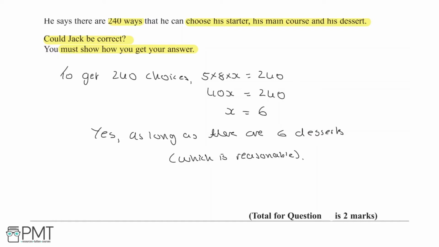This question is worth 2 marks. The first mark comes from using the combinations rule to get this equation, and the second mark comes from stating yes along with 6 desserts.